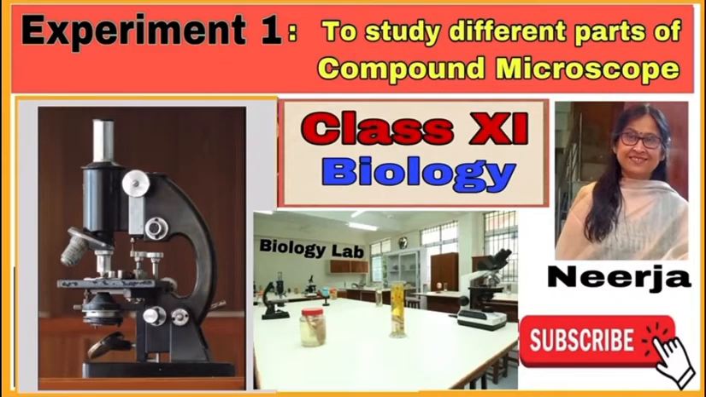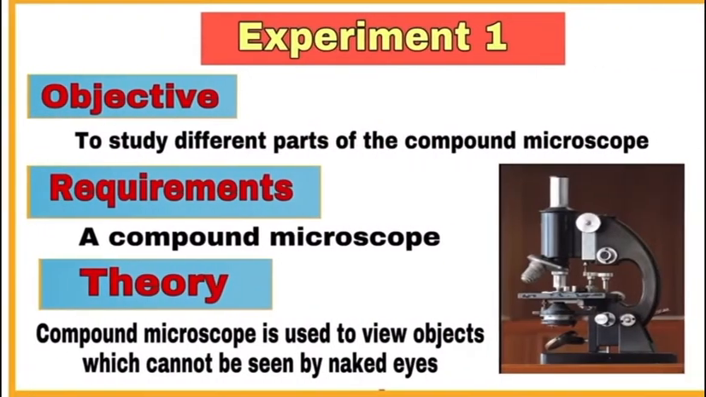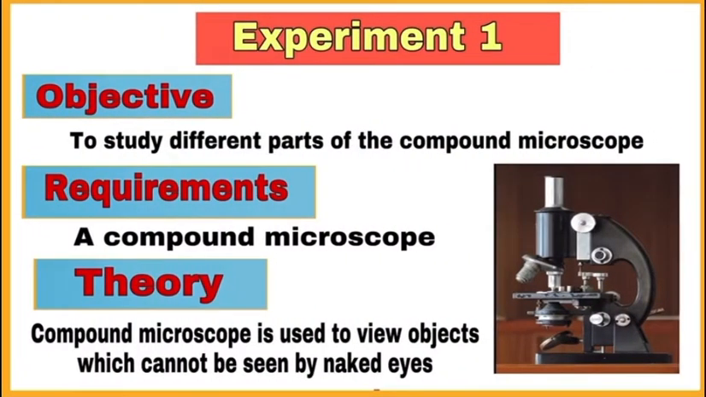Let us learn what you have to write in your practical notebook regarding this experiment through this video. First, write the objective or aim of the experiment: to study different parts of the compound microscope. For this, you require a compound microscope to study its parts. This you have to write under the heading requirements.